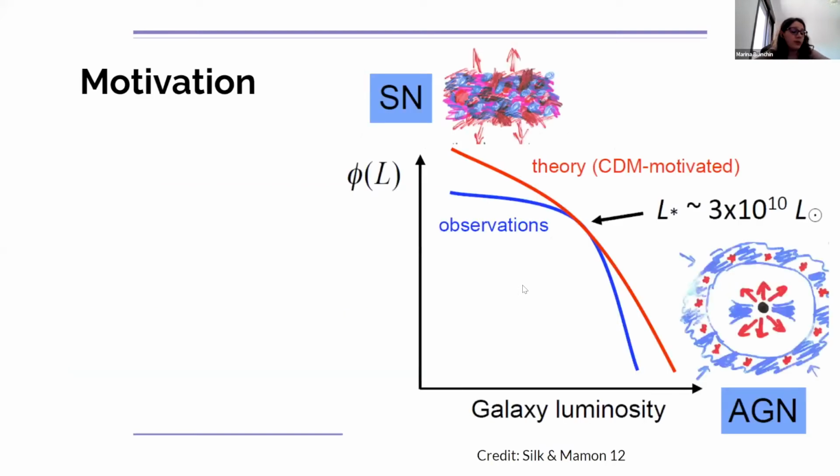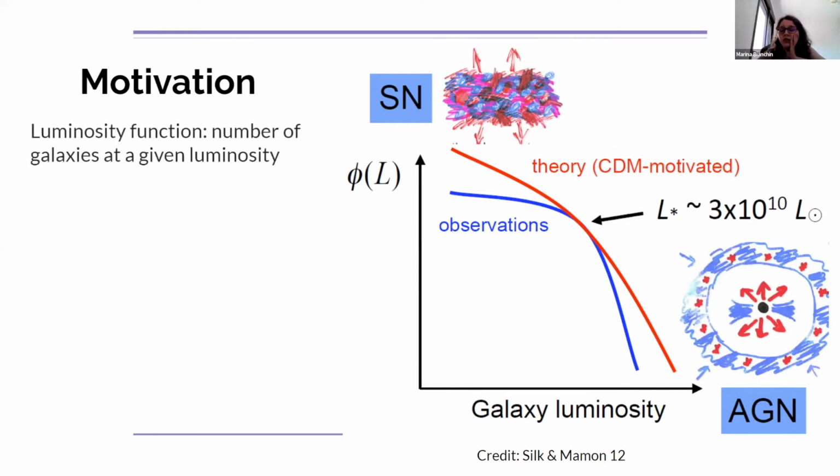So a motivation for my work: probably people that study AGN feedback have seen this cartoon thousands of times, but it is very good to illustrate what we are trying to do. This is the luminosity function of galaxies, the number of galaxies at a given luminosity bin. And there is a discrepancy between the observed luminosity function and the one predicted using just cold dark matter models that do not account for AGN feedback.